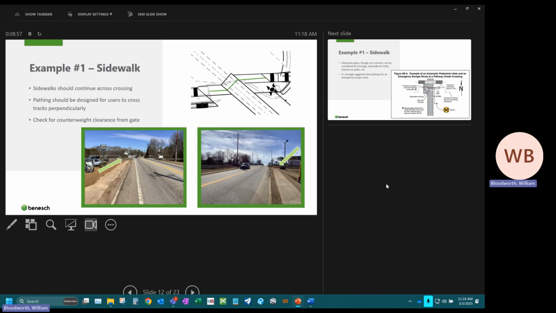Another thing to consider when designing sidewalks at grade rail crossings is the counterweight on the rail gate. So behind the gate, there's a counterweight that kind of takes up space. Just be mindful that you want to have enough distance between that counterweight and the pedestrians and the sidewalk and using all that.